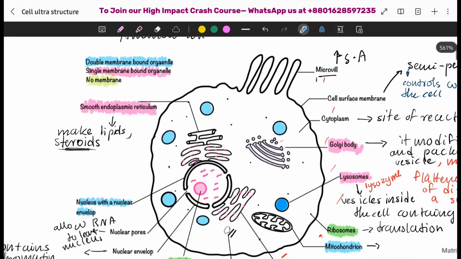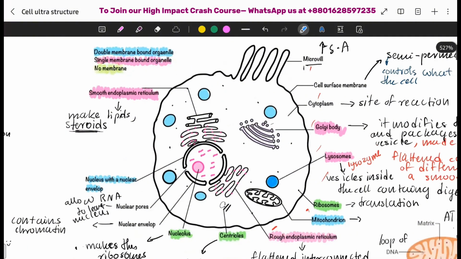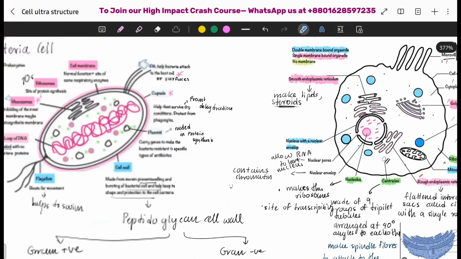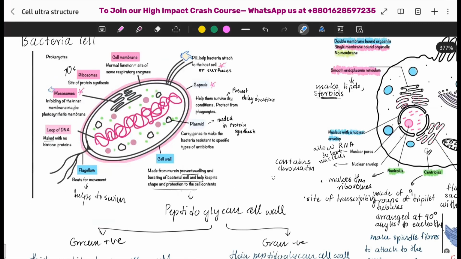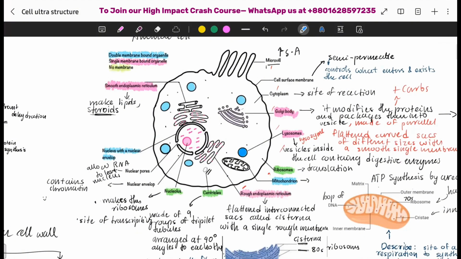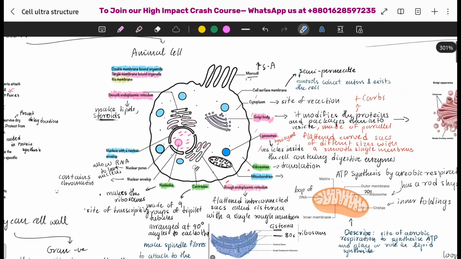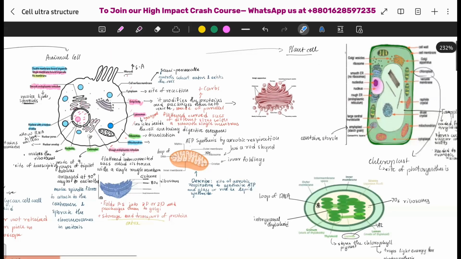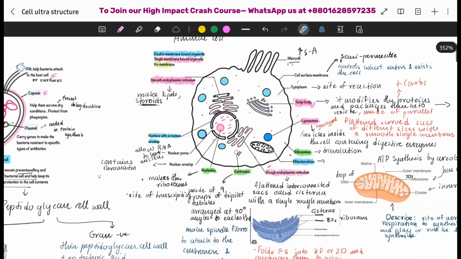Okay, so the blue ones are the double membrane bound organelles. The pink ones are the single. And the green ones are the no membrane ones. Actually, let's start with the double membrane bound organelles. So we have mitochondria, we have nucleus, and animal cells don't have chloroplasts. So for animal cells, it's only mitochondria and nucleus.